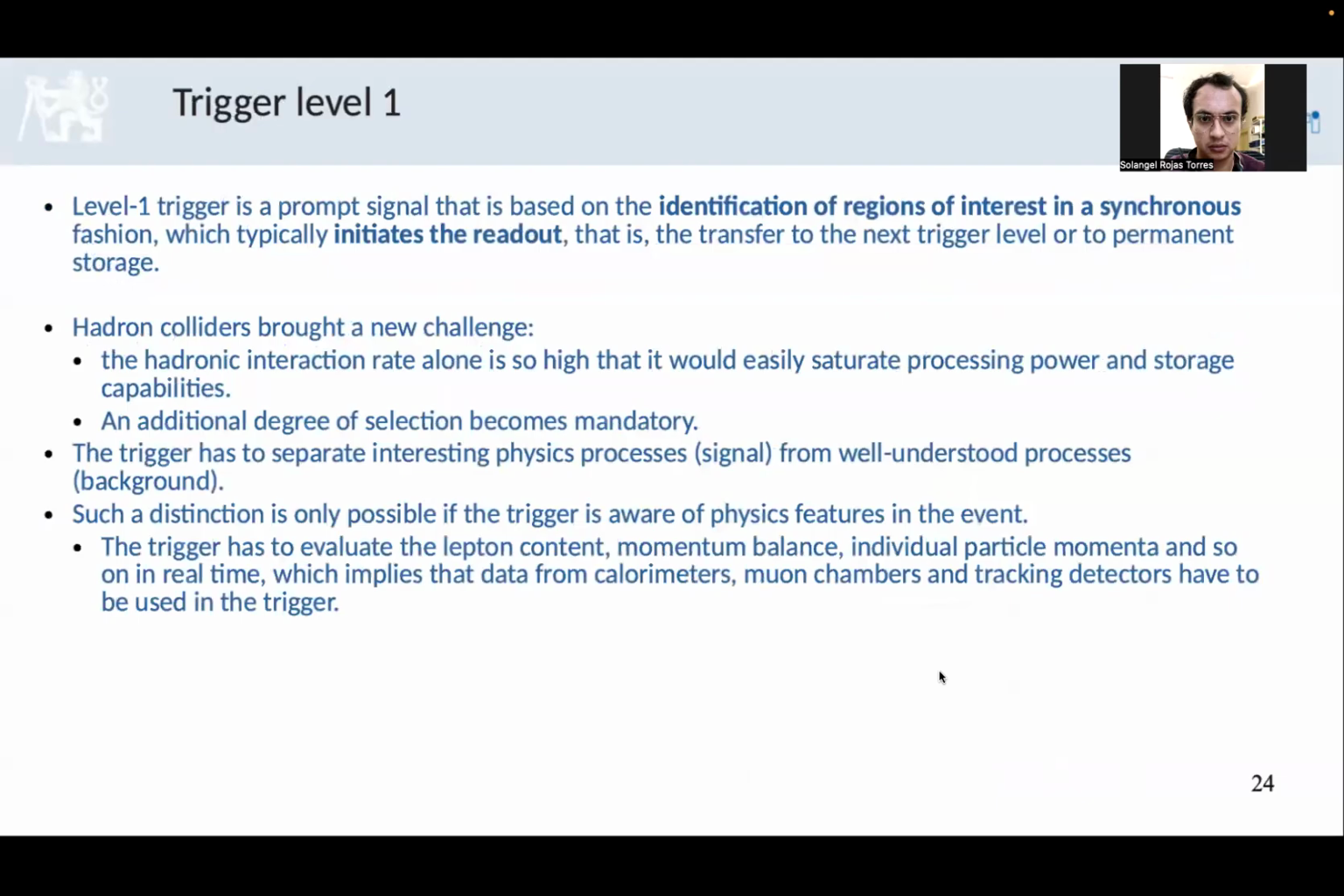Okay, the level one trigger is a prompt signal, the fastest signal, that indicates based on a region of interest, in a synchronous fashion, so just synchronous with the clock of the interactions. And normally it's used to initiate, to start the readout.